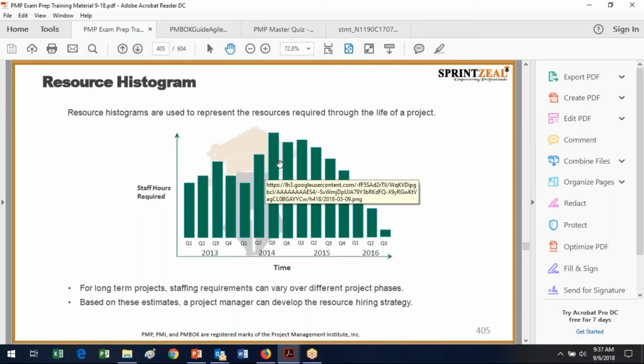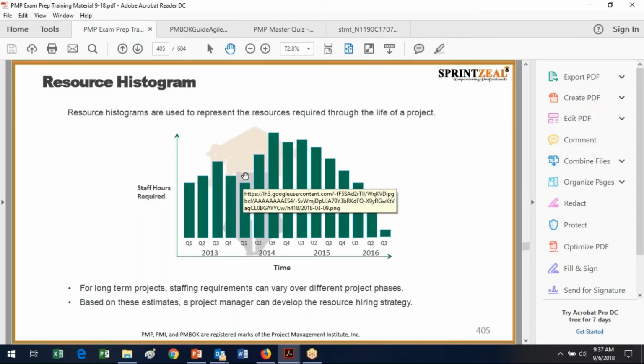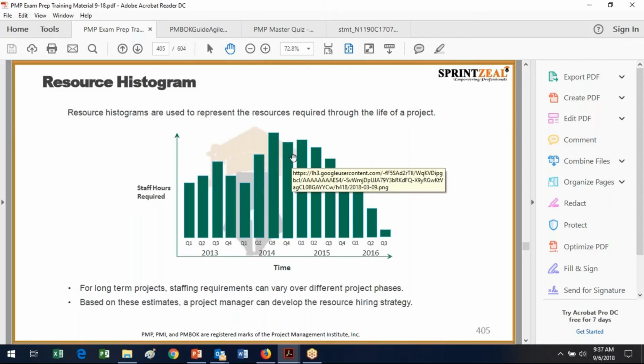So you're good at all the places that are under the curve, but at these places that are above, you've got to figure out, do you try to put some of this work back this way, or do you hire more people, or do you stretch the project out? Because obviously you don't need a lot of that staff here.